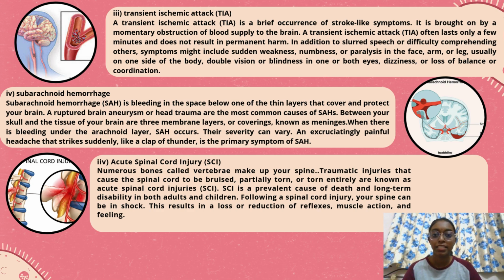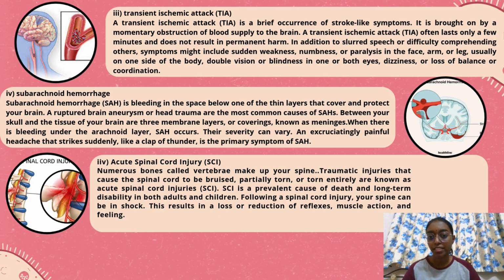Transient ischemic attack, TIA. A TIA is a brief occurrence of stroke-like symptoms. It is brought on by a momentary obstruction of blood supply to the brain. A transient ischemic attack often lasts only a few minutes and does not result in permanent harm. In addition to slurred speech or difficulty comprehending others, symptoms might include sudden weakness, numbness, or paralysis in the face, arm, or leg, usually on one side of the body, double vision or blindness in one or both eyes, dizziness or loss of balance or coordination.